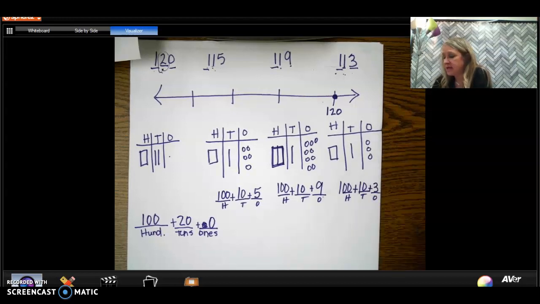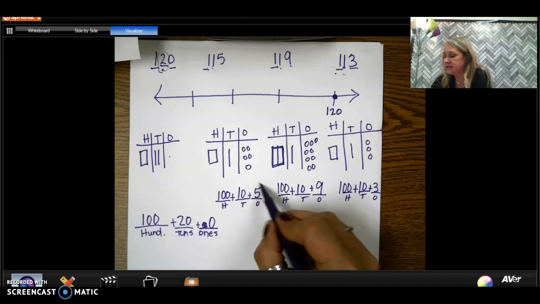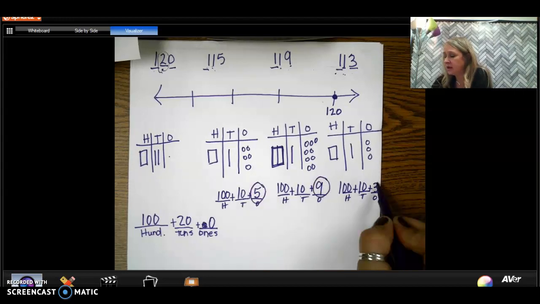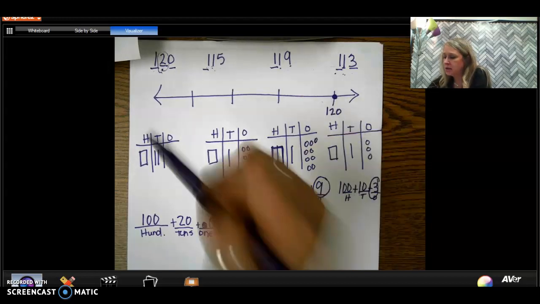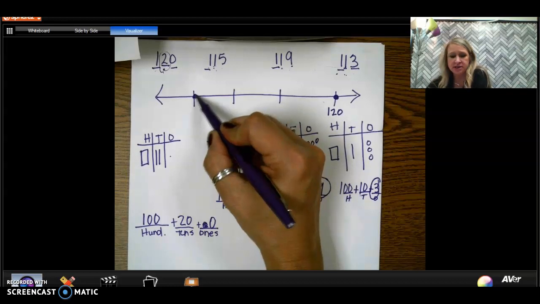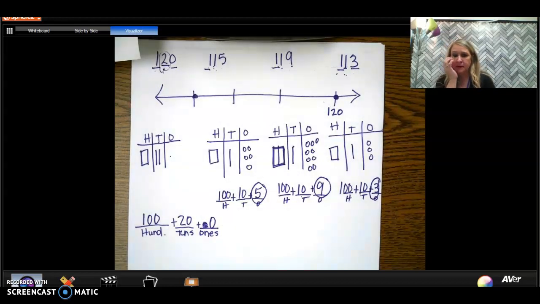All right, so they all have 100, they all have a 10. We already did that one. So now we have to look at the ones, 5, 9, and 3. Which one is going to be the smallest number? Which number has fewer ones, 5, 9, or 3?